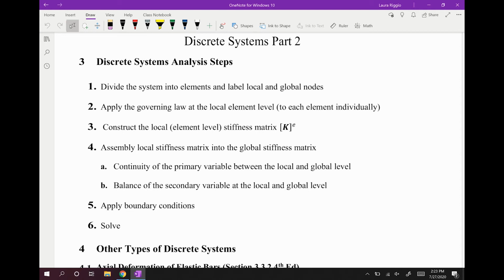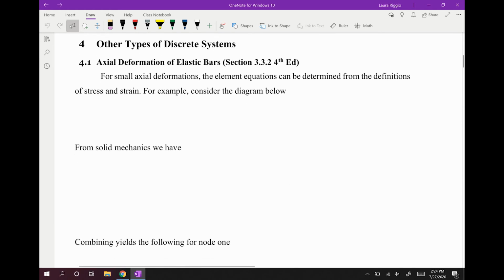Then we assemble the local stiffness matrices into the global stiffness matrices by using continuity of the primary variable and a balance of our secondary variables. Next, we apply our boundary conditions, and lastly, we solve our problem. So previously, we went over how to solve a system of discrete springs. Today, we're going to look at another form of discrete system, which is the axial deformation of bars.